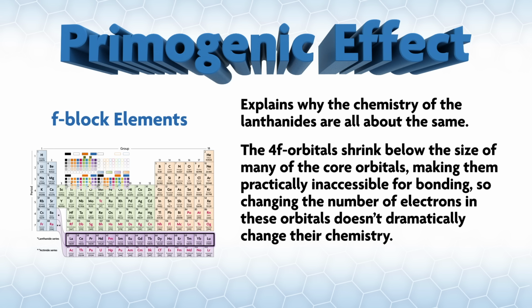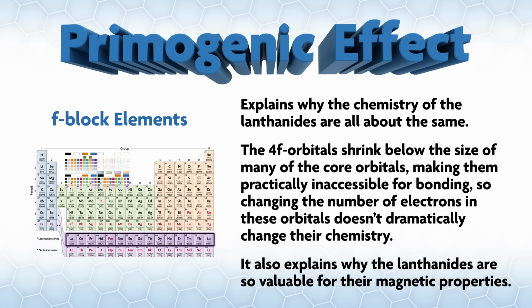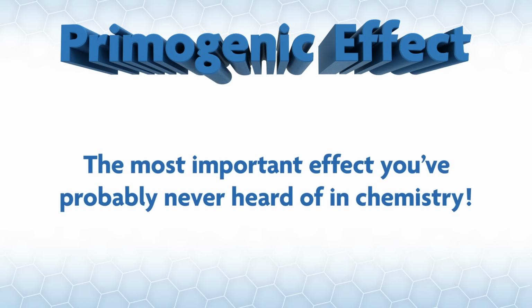The 4f orbitals shrink below the size of many of the core orbitals, making them practically inaccessible for bonding. So changing the number of electrons in these orbitals doesn't dramatically change their chemistry. It also explains why the lanthanides are so valuable for their magnetic properties. This is really just the tip of the iceberg as far as where this effect pops up in chemistry. It really is the most important effect you've probably never heard of in chemistry.